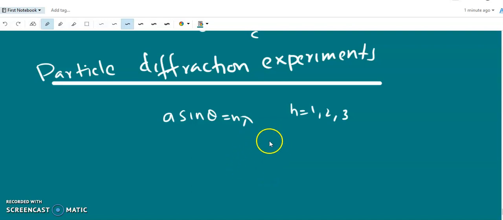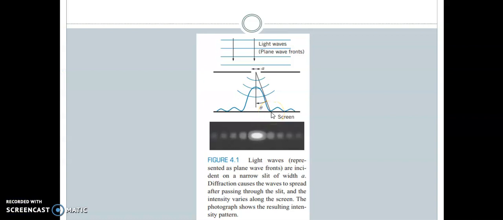So these are the angles at which the diffraction minima occur on either side of the central maximum. The first minimum occurs at a sin theta equal to lambda, and the next occurs at a sin theta equal to 2 lambda, like that. And we can see that most of the light intensity falls on the central maximum.